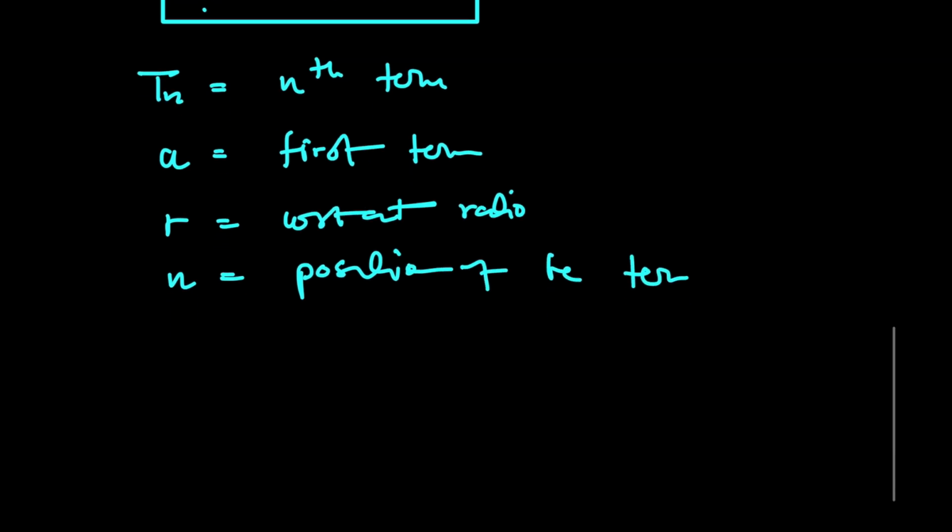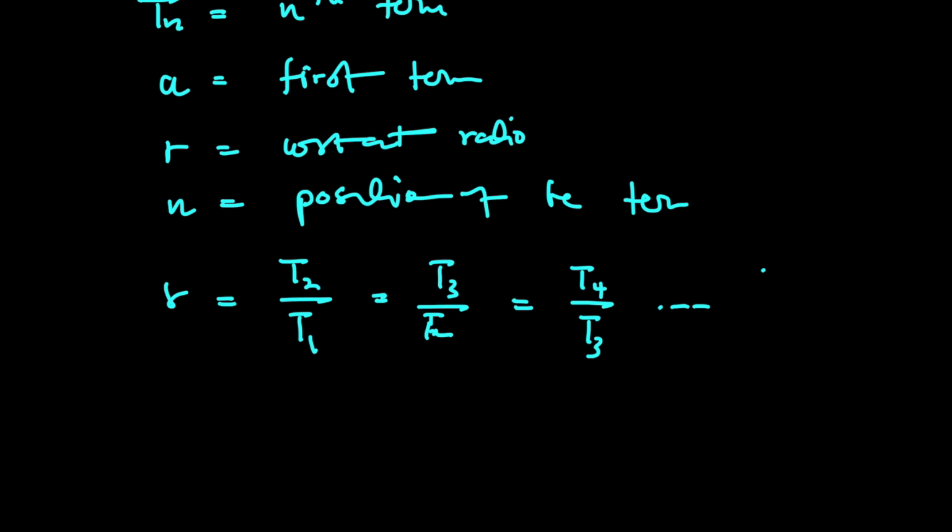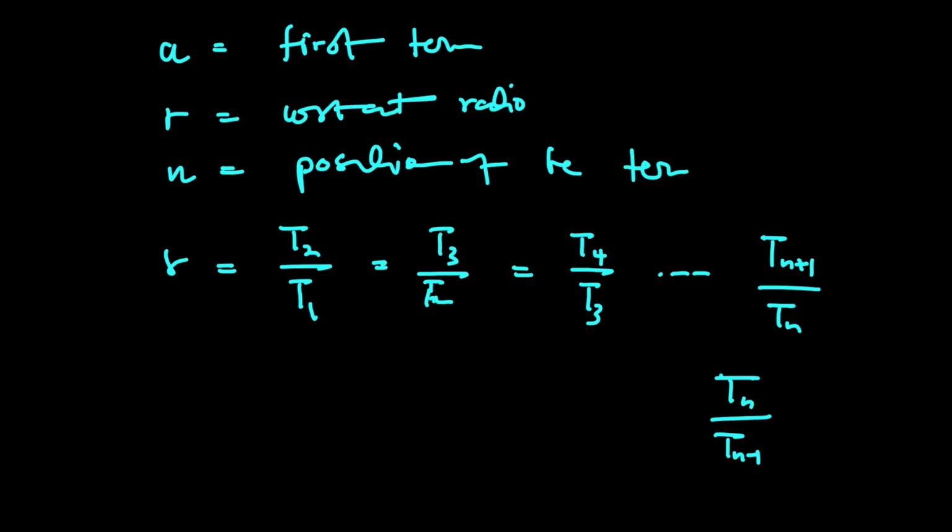Okay, so basically, how can you confirm that this is a geometric sequence? You confirm using R. You check if T2 divided by T1 is equal to T3 divided by T2. Is this equal to T4 over T3? I trust you guys can see what is going on here. So in other words, is this equal to Tn plus 1 divided by Tn? You can confirm using this whether you are dealing with a geometric sequence.